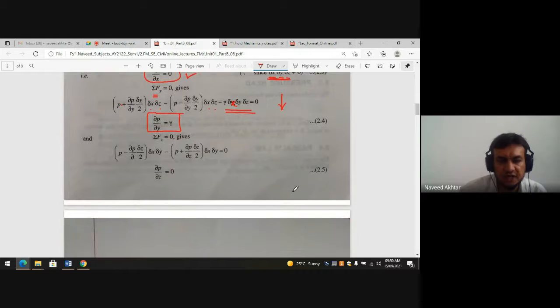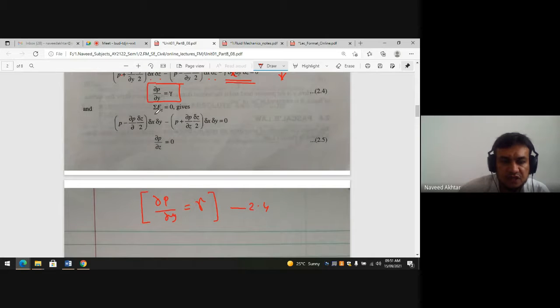So dou p by dou y is nothing but equal to gamma. After solving, this is equation number 2.4. It is given in the book. Now, summation of Fz is equal to 0 in the z direction.